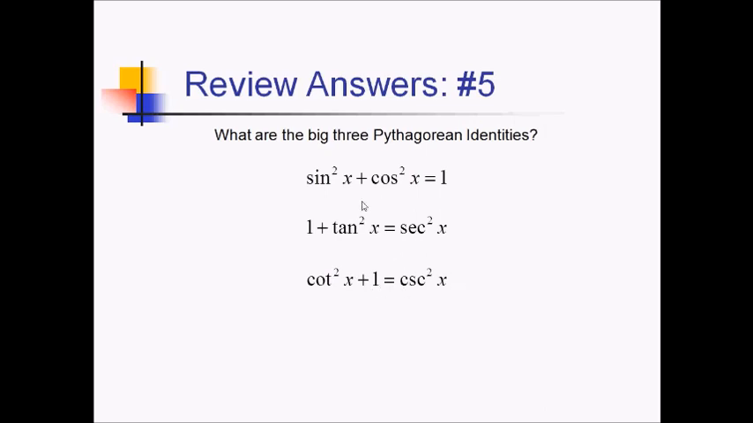And note that in all of these where things are being added together, it doesn't really matter what order you add them in. So this could have been written cosine squared plus sine squared, and we could have also reversed the 1 and the other trig function in these last two.